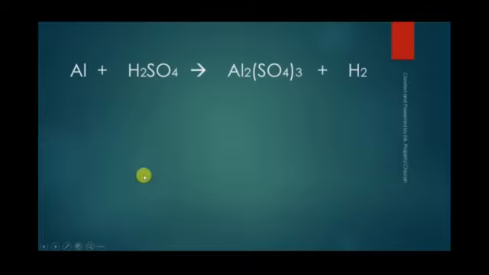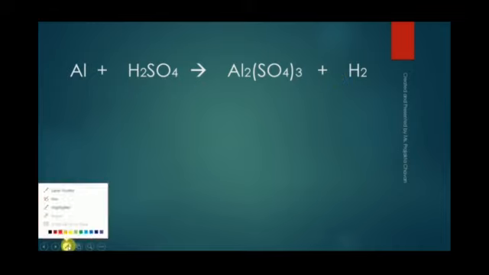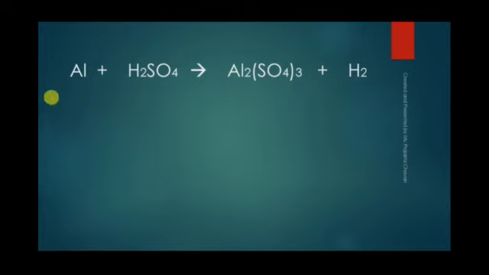So let us proceed to our third equation. This is the equation in front of you all. Al plus H2SO4 gives Al2(SO4)3 plus H2. Let us begin with balancing the equation. The first step, yes, very good. You need to draw boxes around each reactant and each product.